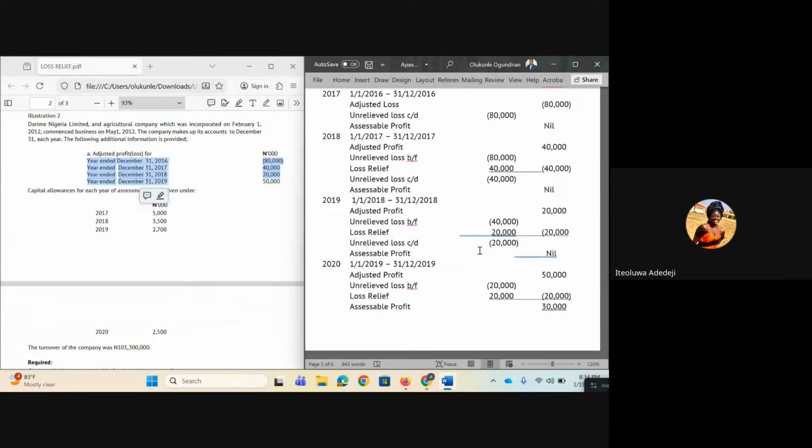Somebody said, from 2018 to 2020, will the company pay minimum tax or will they not pay anything at all? Ah, there is minimum tax. There's minimum tax. Don't give up.